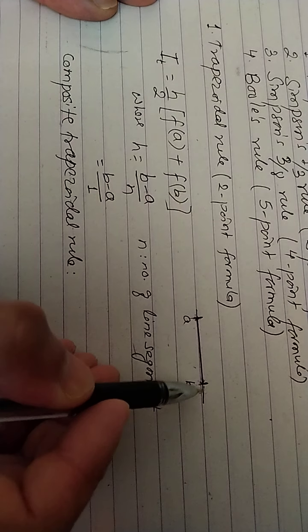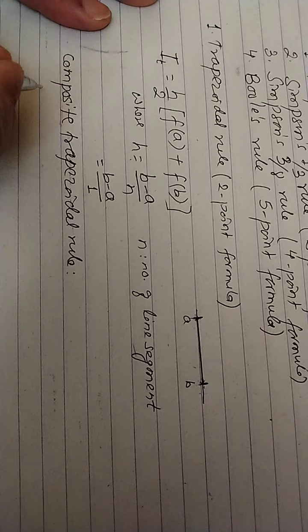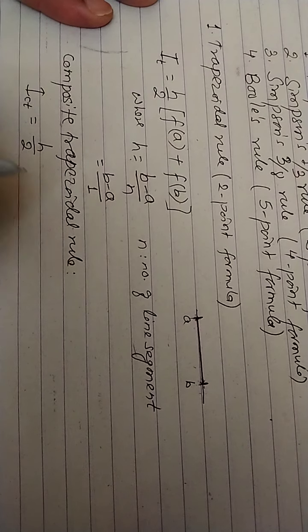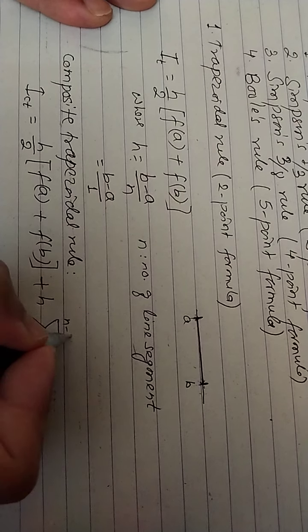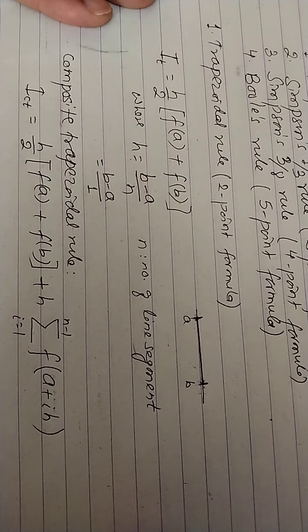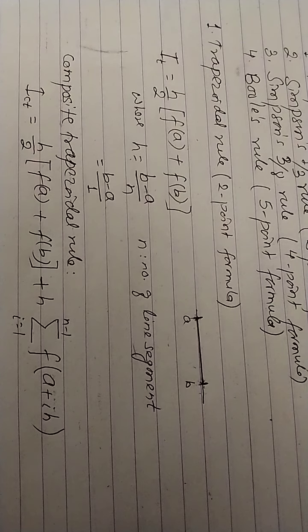You will divide the whole range into small parts. So that is known as the composite trapezoidal rule. You have a formula for this. So multiple line segments, you will make it multi-segment. Okay. So CT will denote composite trapezoidal. The first term remains the same, h by 2 times f a plus f b. Plus h into summation i equals 1 to n minus 1 of f of a plus i into h. So that is the formula for the composite trapezoidal rule. The basic trapezoidal rule means one line segment. The composite trapezoidal rule means multiple line segments.